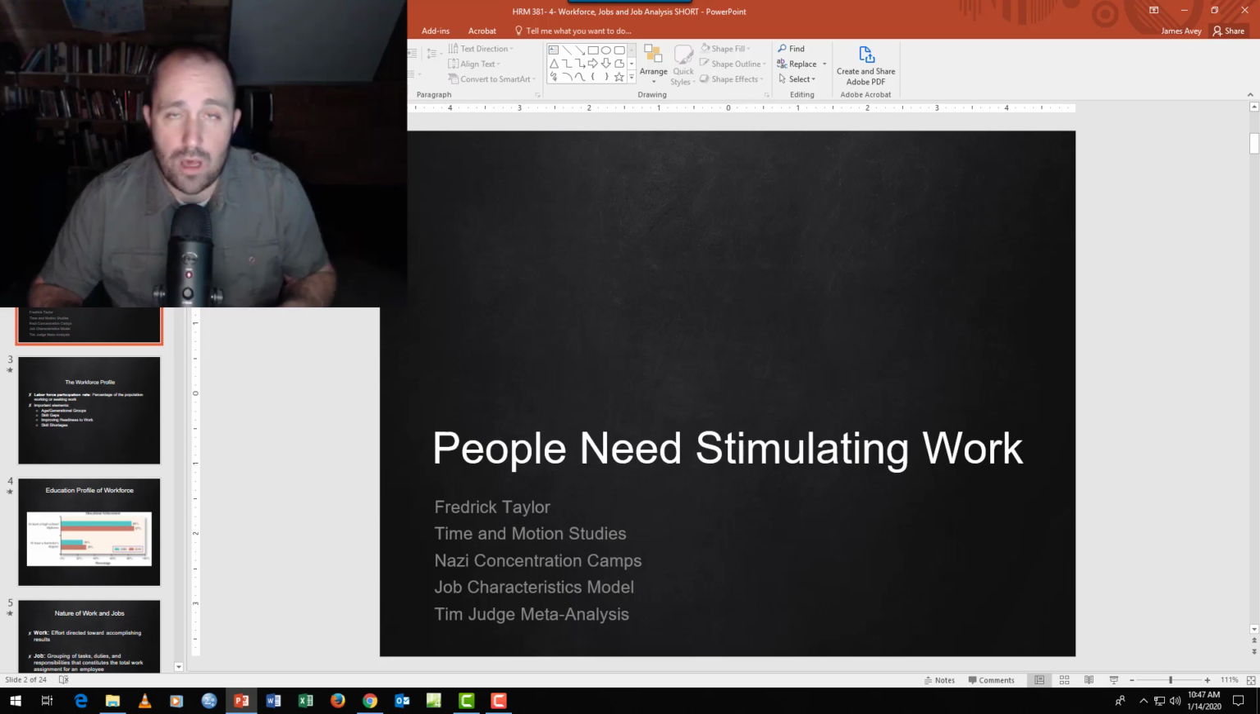The job characteristics model, which we'll look at today, came out in the late 60s, early 70s, and said there are 5 characteristics to jobs at least, and the more complex you make the job, the better people generally do, and certainly the better they enjoy it.